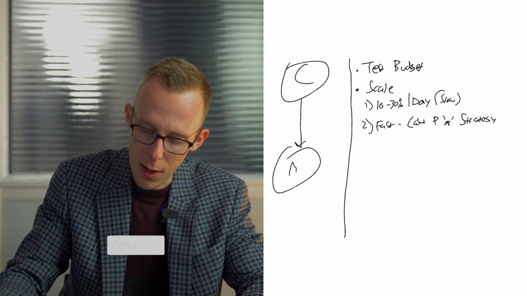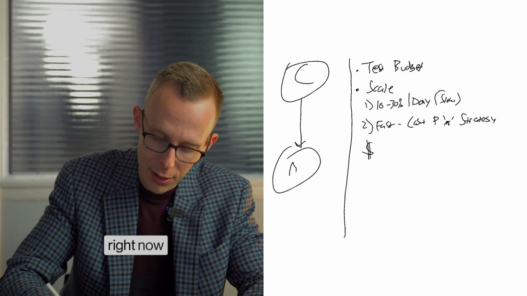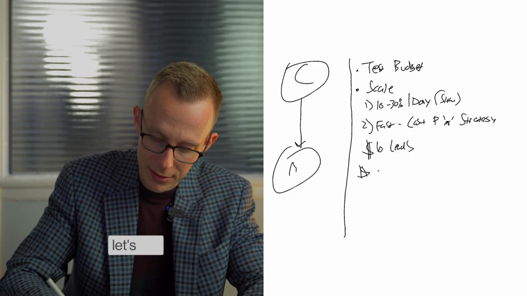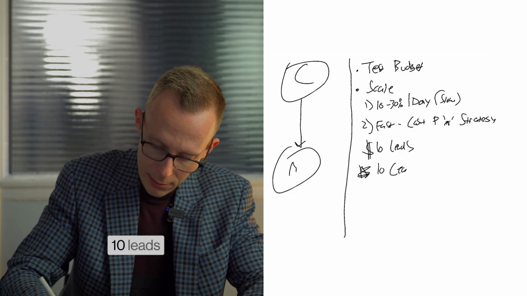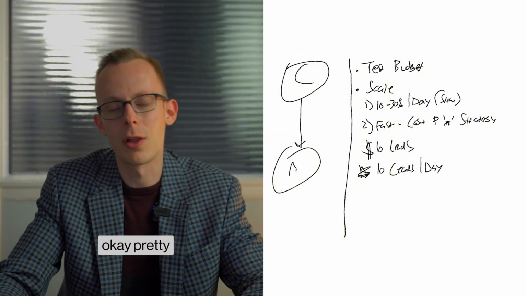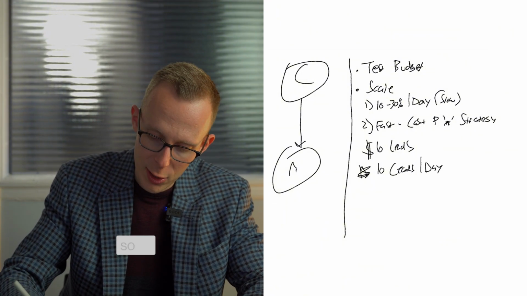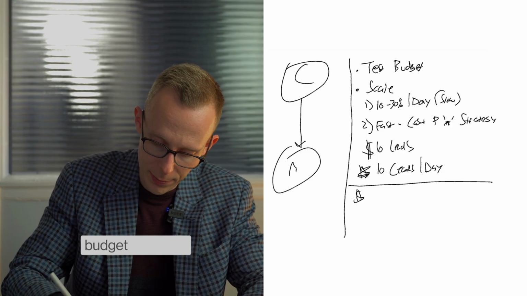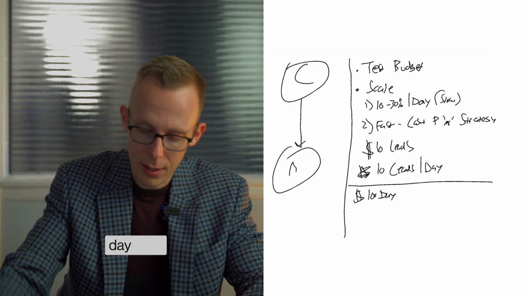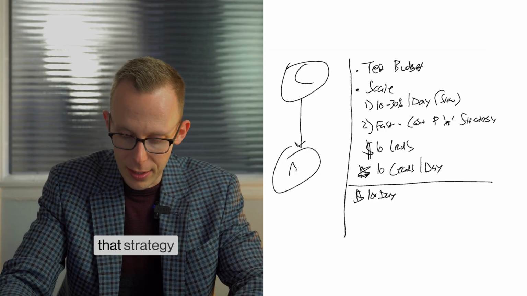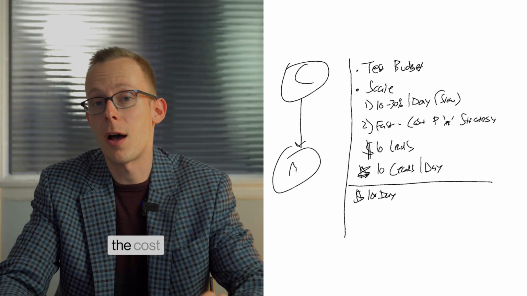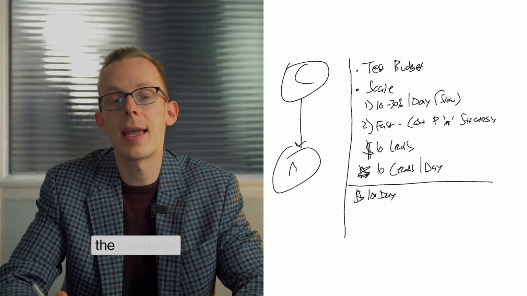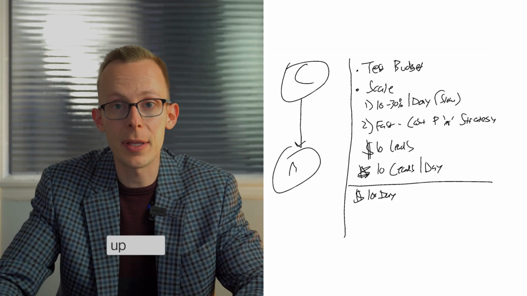Now, the fast way is the cost per X strategy. So let's say that right now you're getting $10 leads and your goal is to get, let's say, 10 leads per day. Okay, pretty low. I'm just using basic numbers to keep it simple, okay? So you would say, okay, I'm getting $10 leads and I want 10 leads a day, so my budget becomes 100 a day. With that strategy, if you scale to the budget required to hit the lead volume per day, you might see that the campaign stays stable. And in which case, scale it up again, okay?